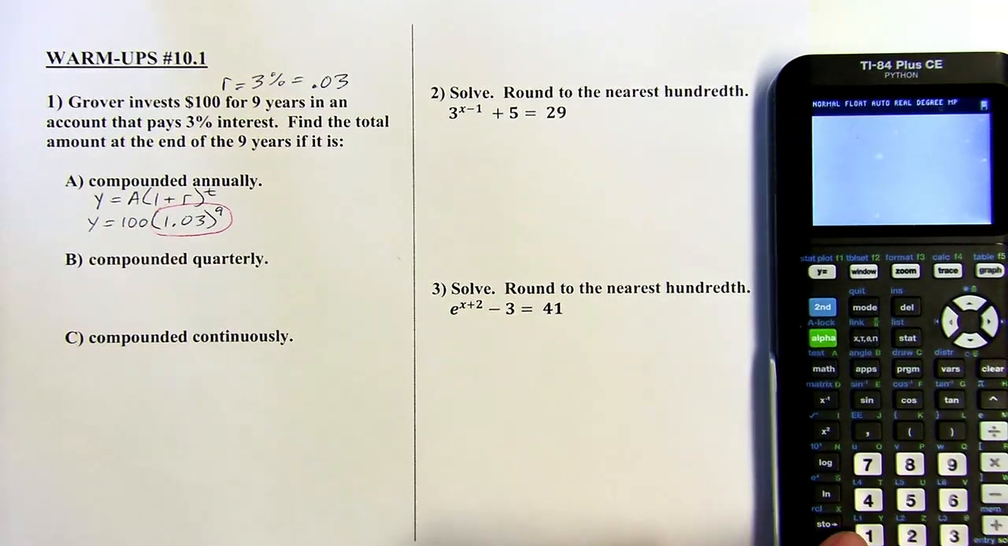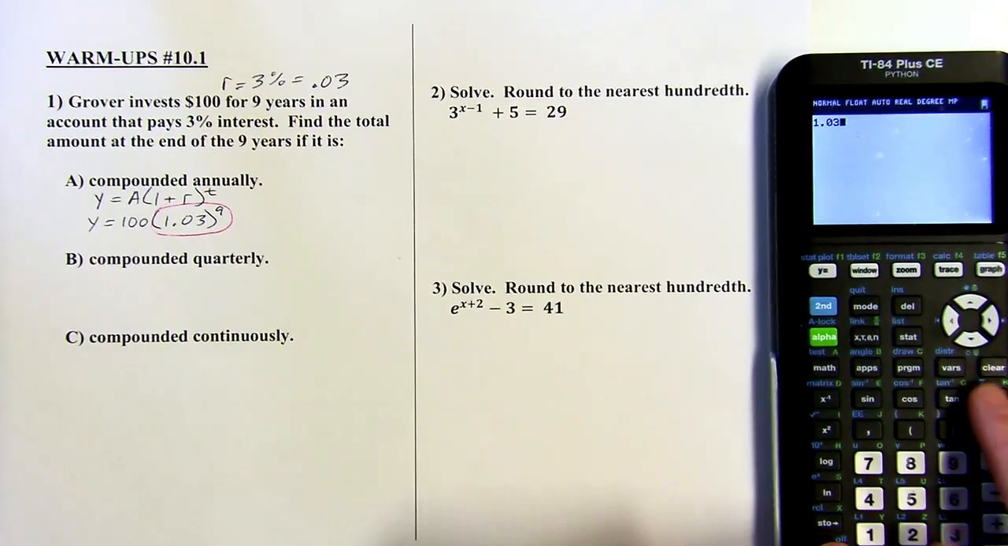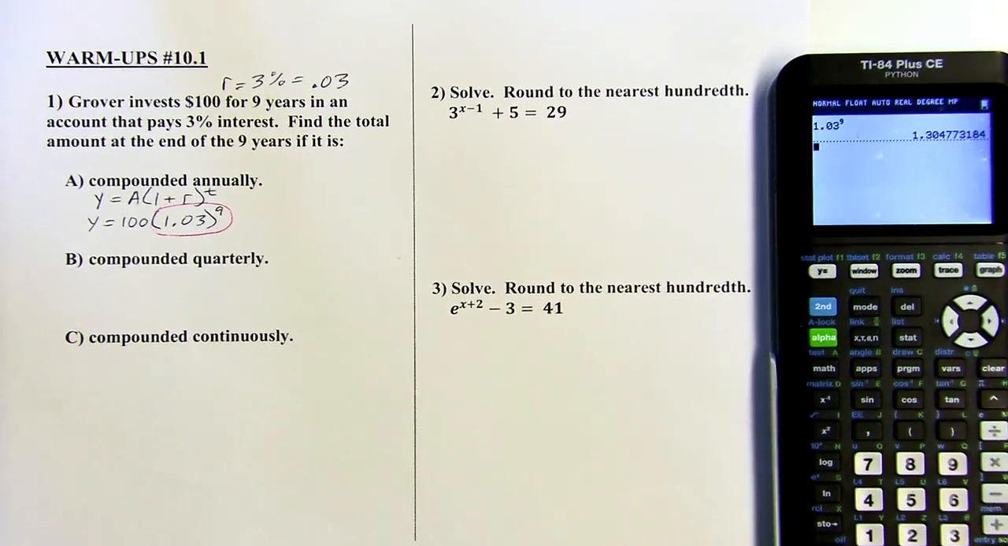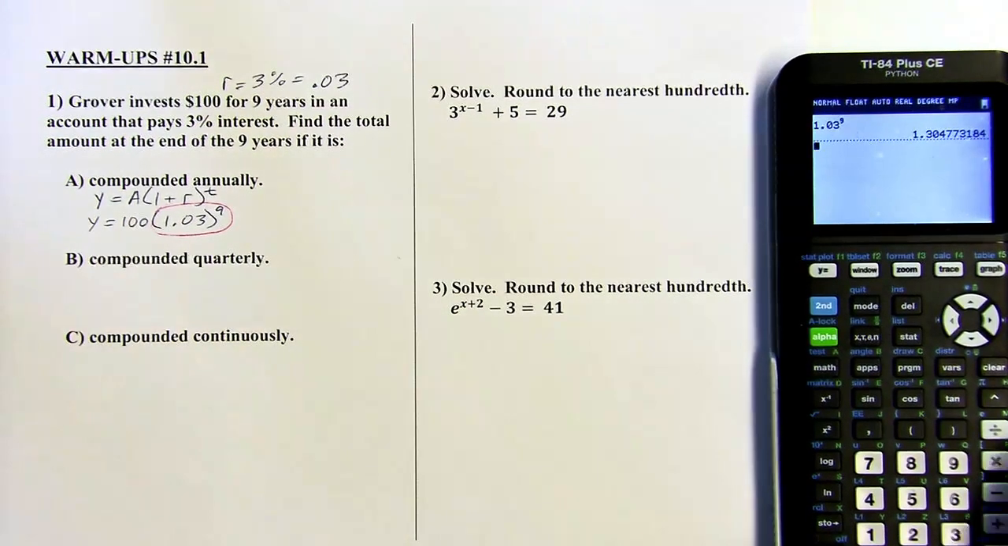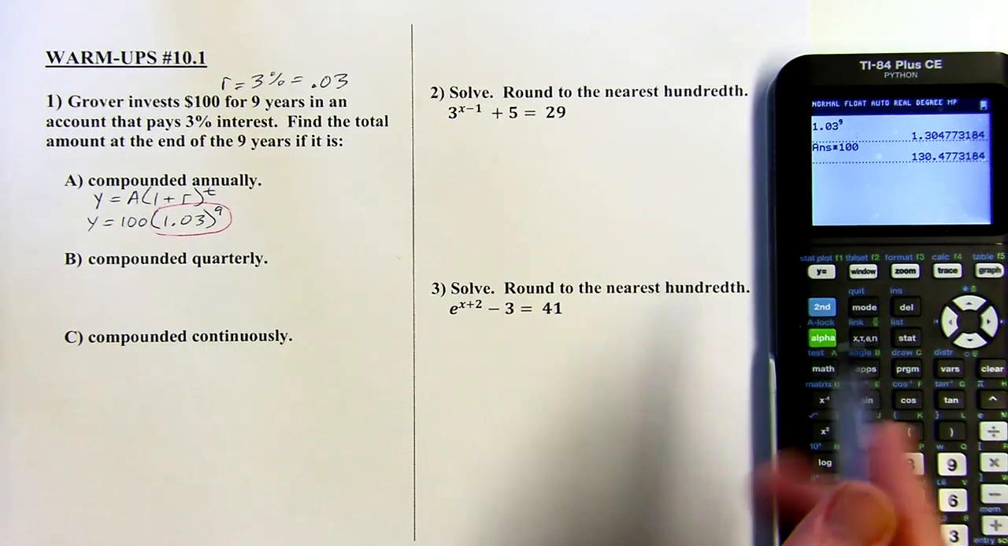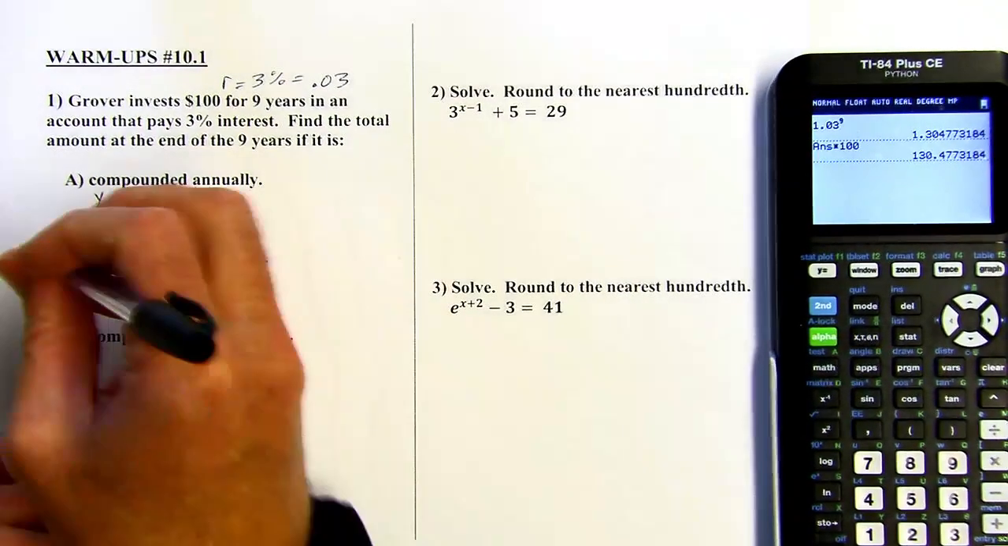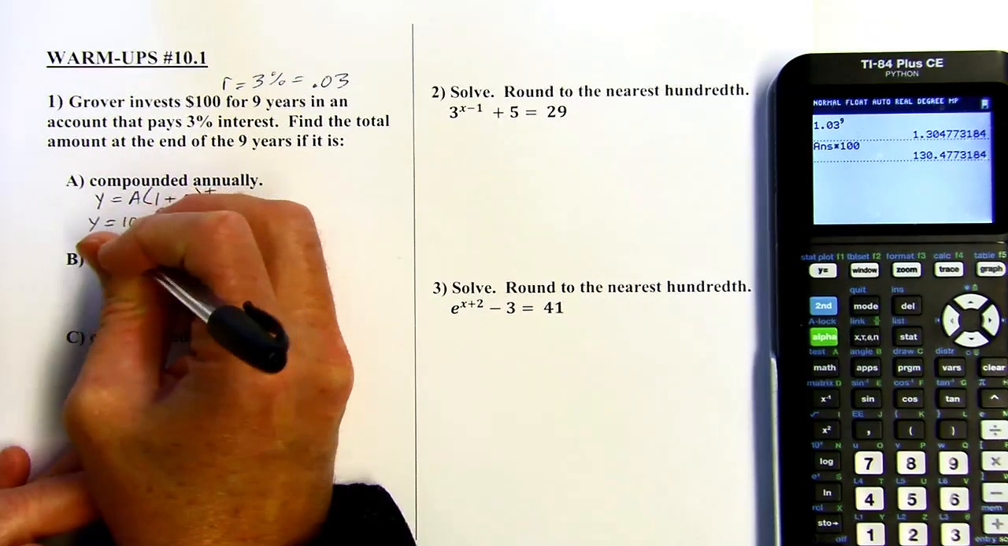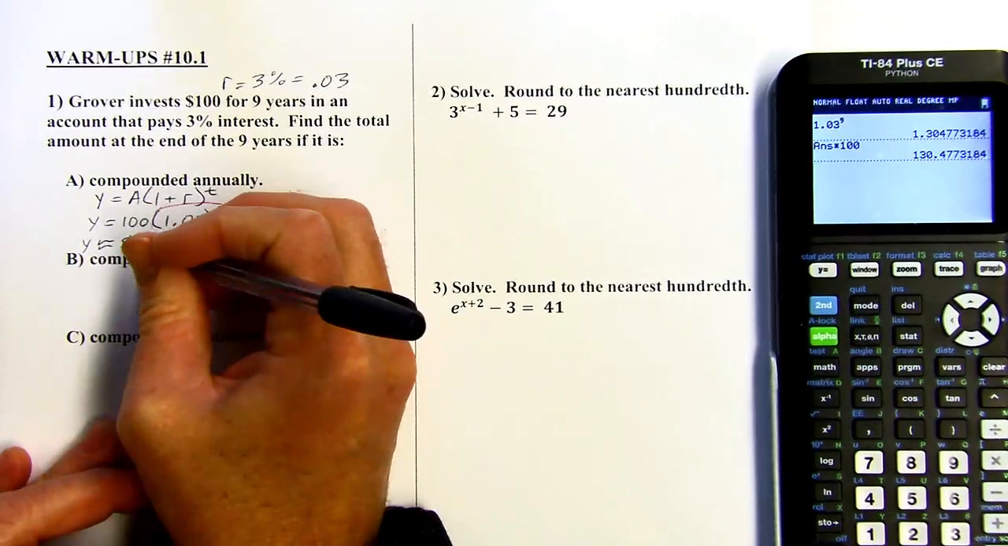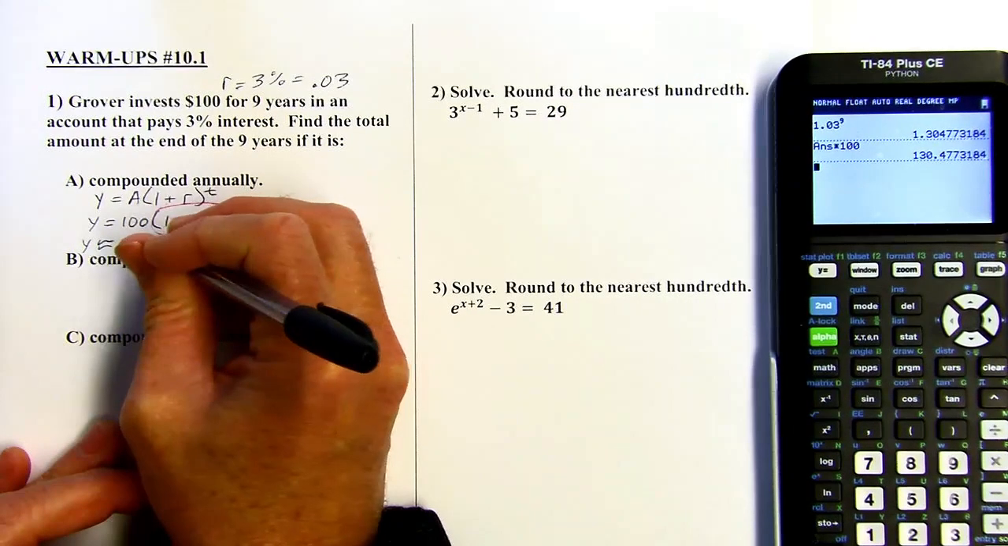So I'm going to do 1.03 to the 9th in my calculator here, okay? And then I'm going to multiply that by 100. And that's how much money we should have. And I'm going to round that to the nearest cent. So that's going to be $130.48 roughly.